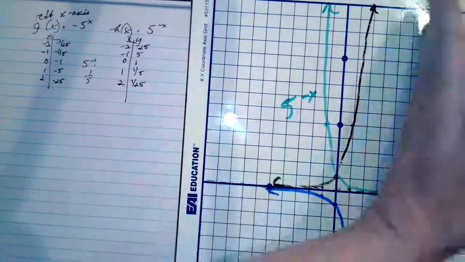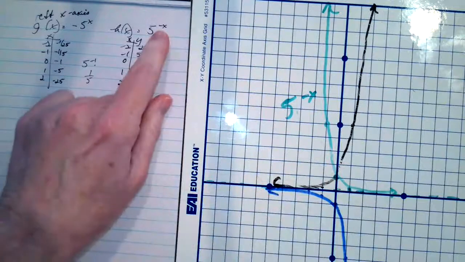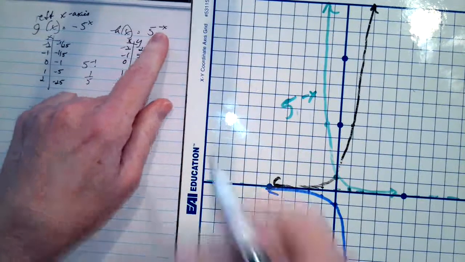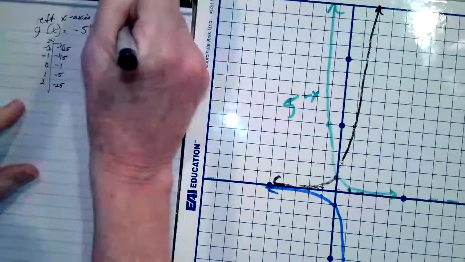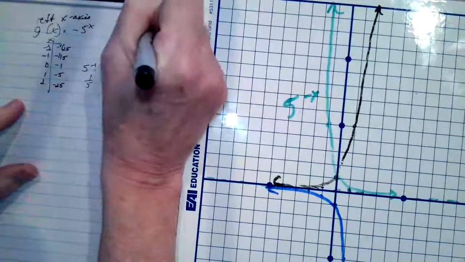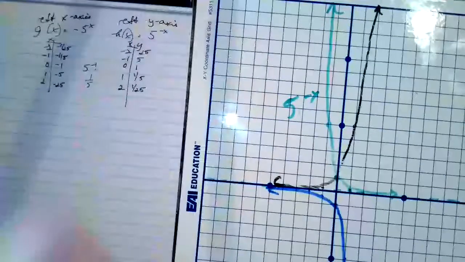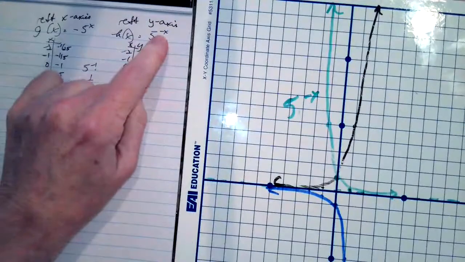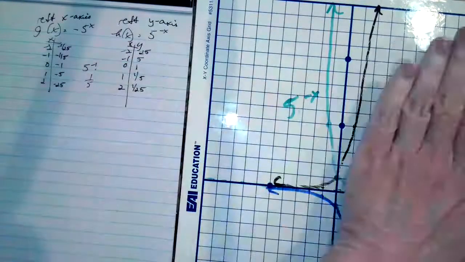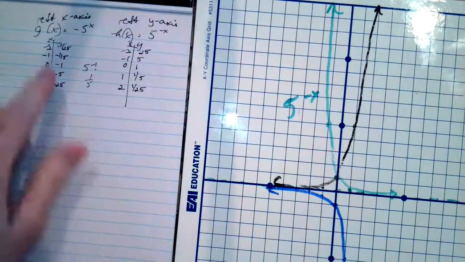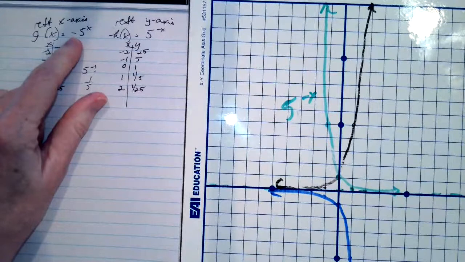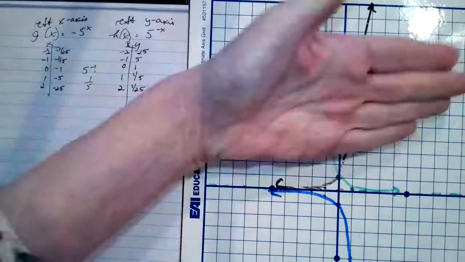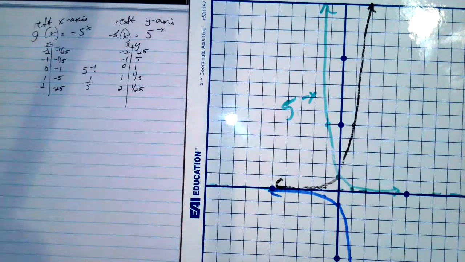This one is definitely the reflection across the y-axis. When you've got a negative for the x there, let me write that in here. This will reflect it across the y-axis. So when it's got a negative on the exponent, you're going to be reflecting it across the y-axis. When it's got a negative on the number itself, the base itself, that's going to reflect it across the x-axis.